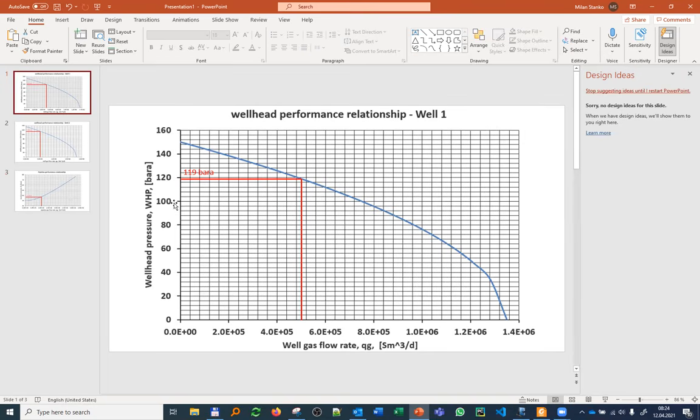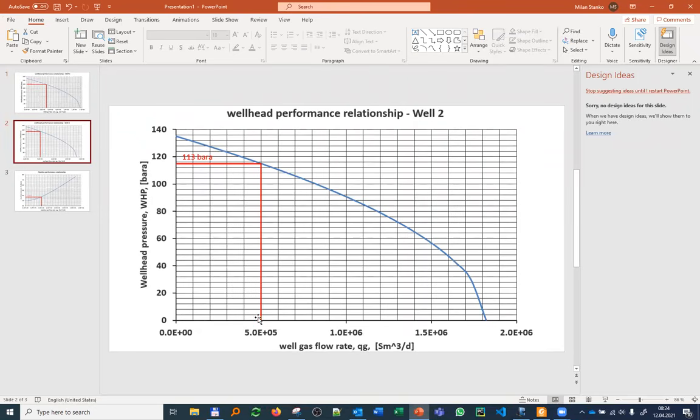Okay, so if we want to produce a rate of 500,000 standard cubic meter per day from that well, I need to have a wellhead pressure of 119 bar, roughly. And also here for well 2, if I want to produce 500,000, I have to have roughly a pressure of 113 bar.